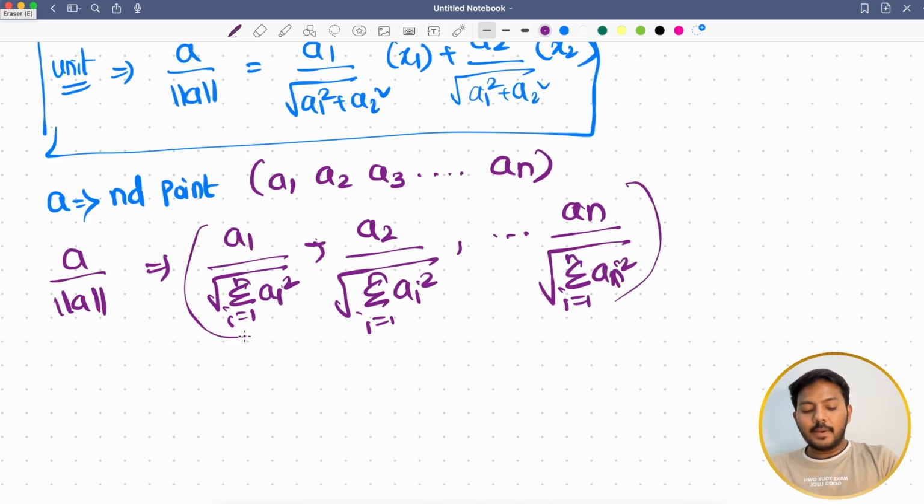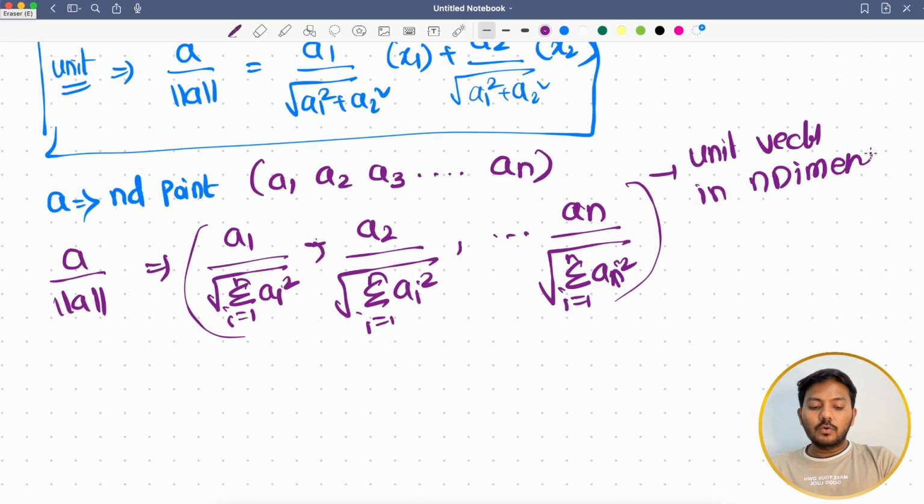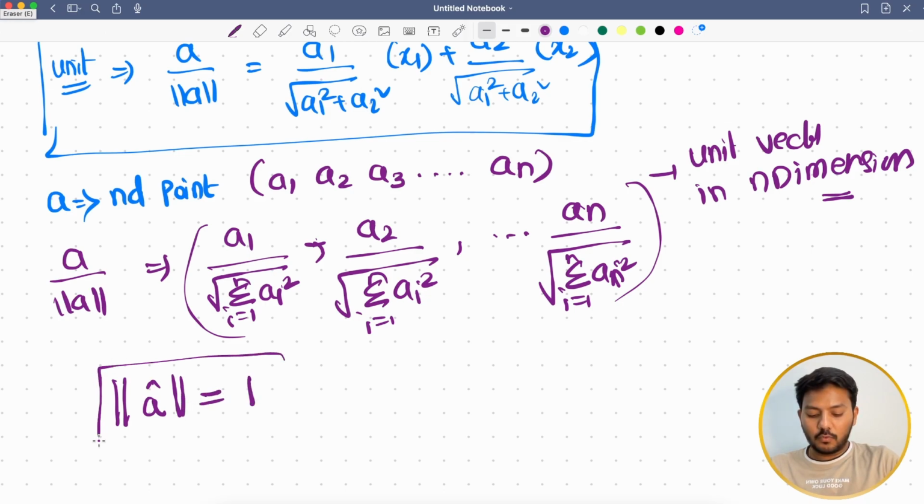So this would be my unit vector in n dimensions. What we will do is learn everything in 2D, and we will approximate in 3D, and also approximate in nD. So by default, modulus of a cap, which is a unit vector, is equal to 1. If it satisfies this, it is called a unit vector. Hopefully that is clear.